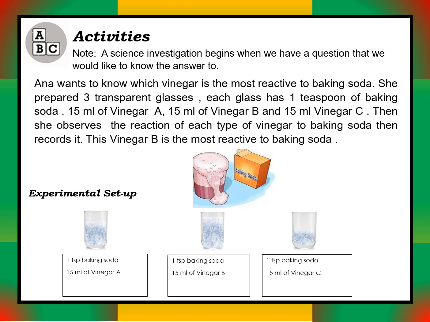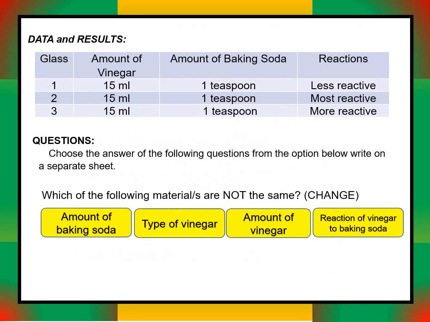Take note of this. So you might write all the information, questions, and analyze the data first. We have the glass 1, 2, 3, amount of vinegar, all 15 ml, amount of baking soda, all 1 teaspoon, and this is the observed reaction. Vinegar A, less reactive. Vinegar B, which is on the glass 2, most reactive. And 3, the vinegar C, more reactive.